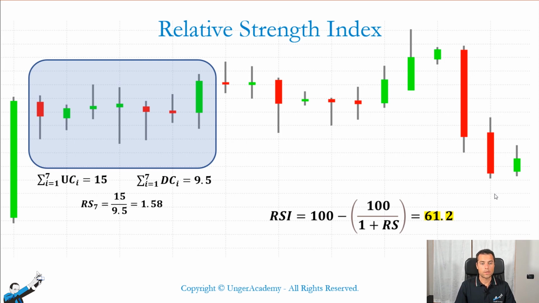Conversely, in the opposite case, we see that the down closes are instead equal to 0. So what's going to happen in this case? I only have up closes and no down closes, so 7 up closes 7 times in a row. So what is the RS in this case? Well, it is equal to a number divided by 0, and a number divided by 0 is equal to infinity. So we would have an infinite relative strength. Going back to the RSI, we have 100 divided by a huge number, which therefore is 0. So 100 minus 0 is equal to 100.